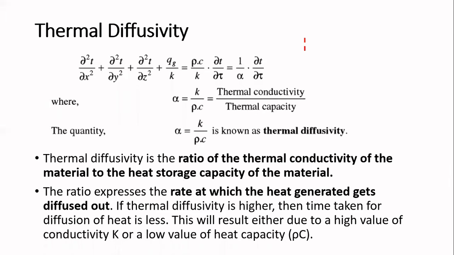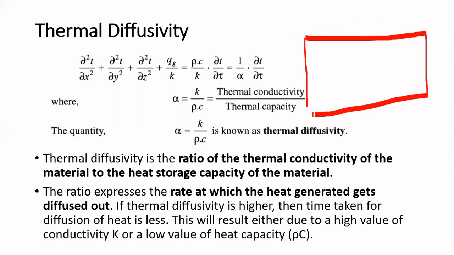Okay. Say that we have got a material. I want heat to be spread throughout the material. If the thermal diffusivity value, if the alpha value will be very high, in that case, heat can be spread throughout the material at a faster rate.